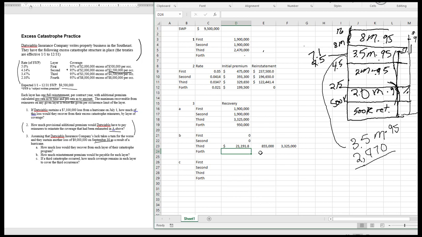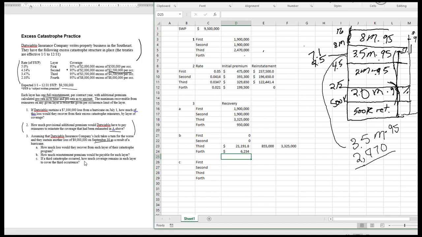And that's 21,191. As far as the fourth layer, we're only reinstating 1/8 of the layer. Now we could multiply the 1 million and the 8 million by 0.95. But since we're doing it in the numerator and the denominator, we really don't need to. So again, we're going to use the fourth layer initial premium, and we're going to multiply that by 0.25, the remaining percentage of the year, and 1 million divided by 8 million, which gives us 6,234.